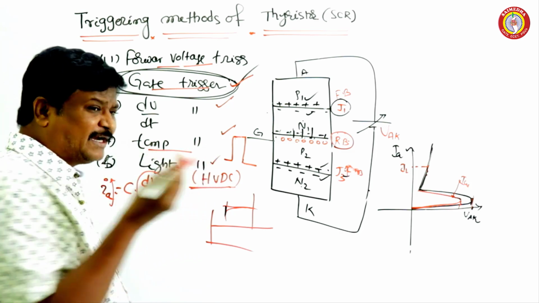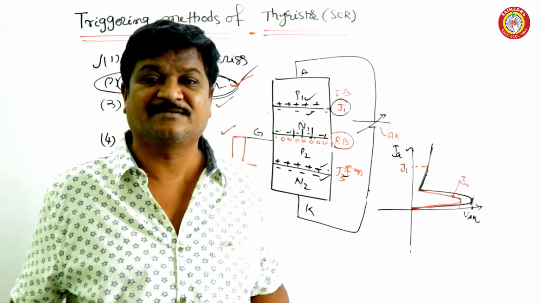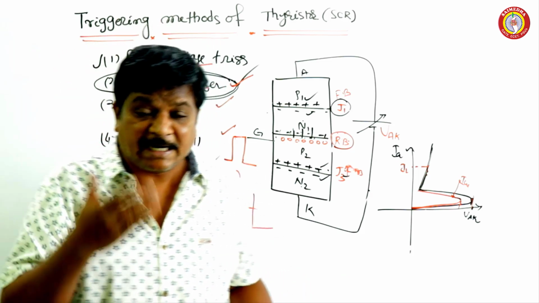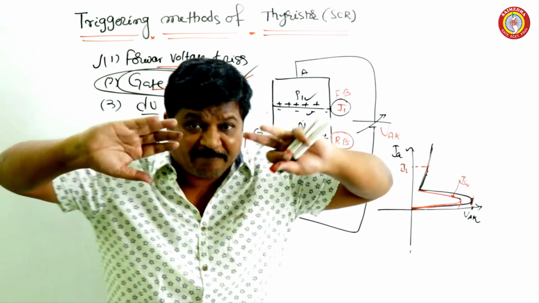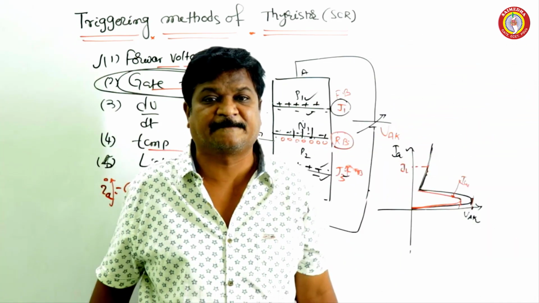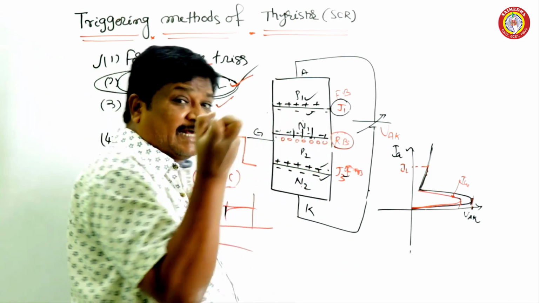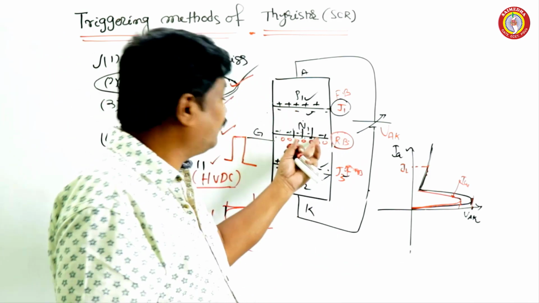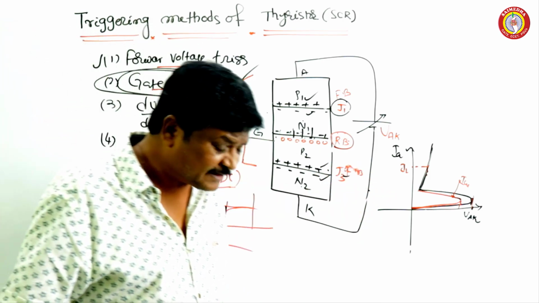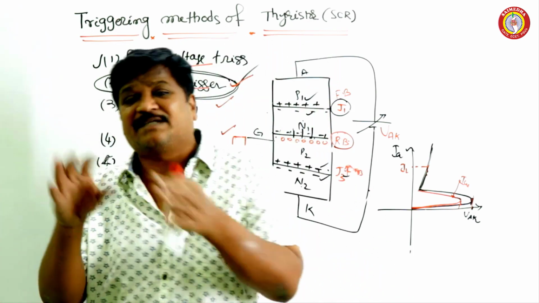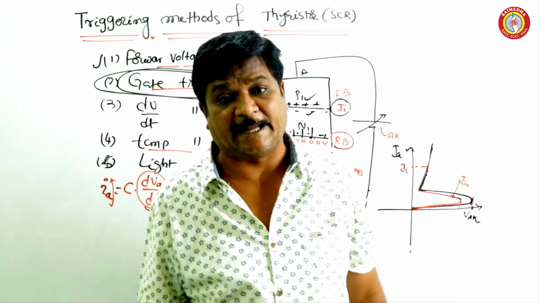Temperature is also one type of energy. Once the temperature increases, what happens? The minority carriers will increase. The minority carrier current increases by 7% per degree centigrade, or it doubles for every 10 degree centigrade rise. So the minority carrier rate increases, and automatically breakdown will come faster. That we can achieve by using temperature triggering. But unnecessarily we don't go for increasing the temperature near the device. There is a chance of damage. It is also not an advisable triggering.